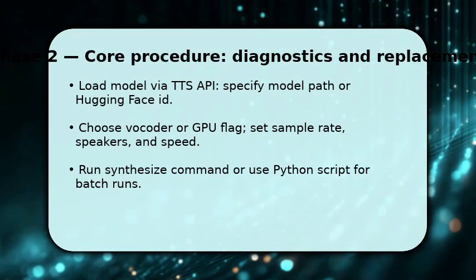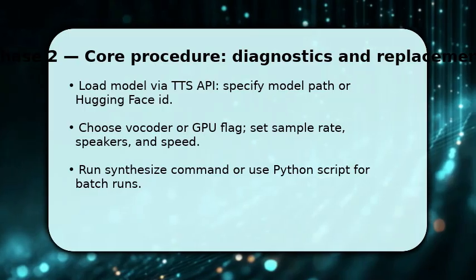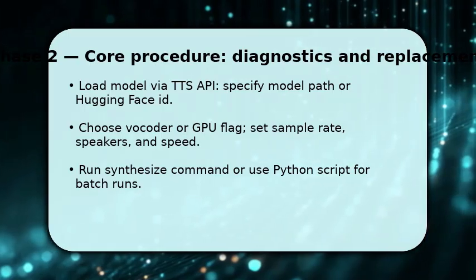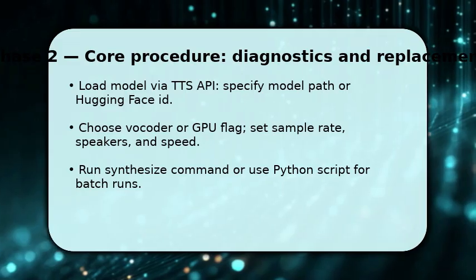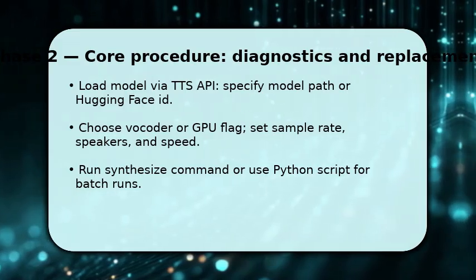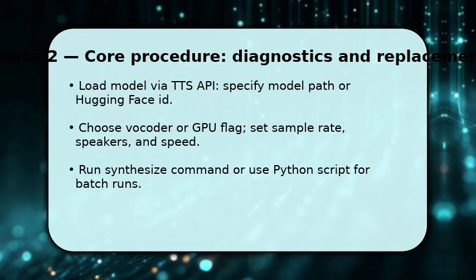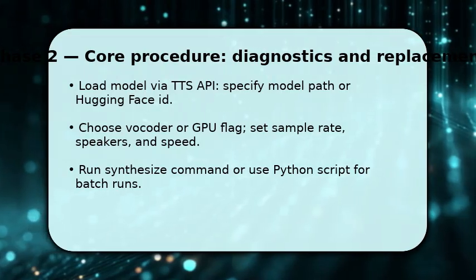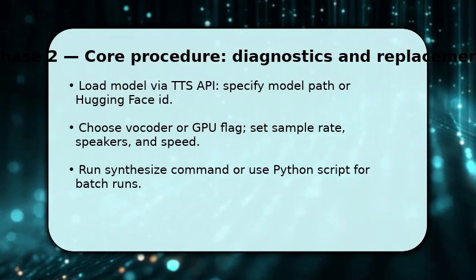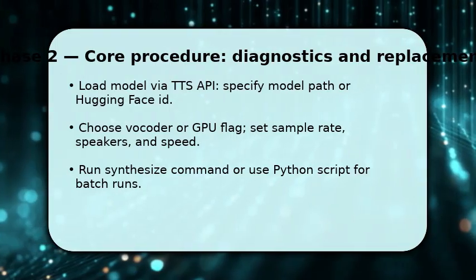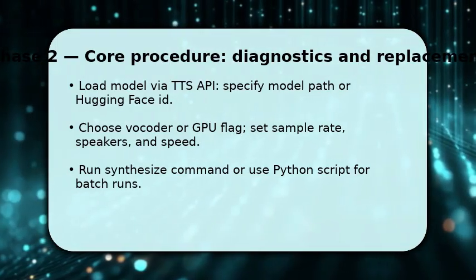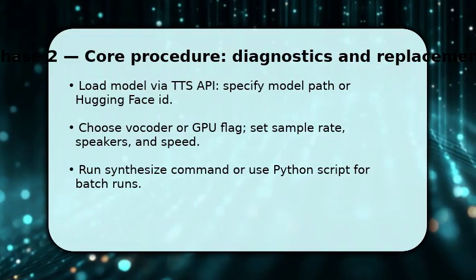Now configure and run inference. Load the TTS model using the library API or CLI, pointing to the model path or its identifier. Make sure to select a vocoder and enable GPU if available, because this materially improves speed and voice naturalness. Set sample rate, speaker ID, and speaking rate so output matches your target.